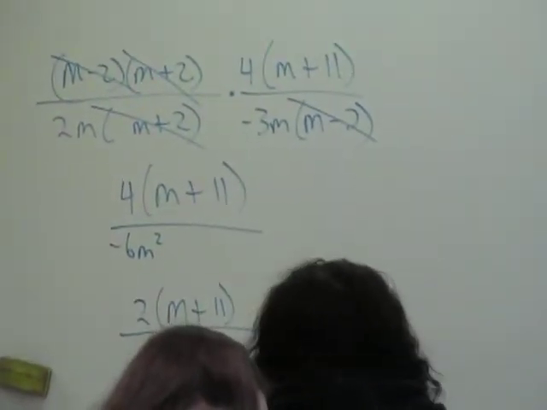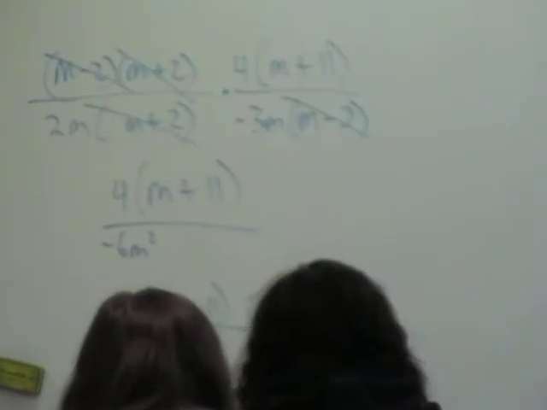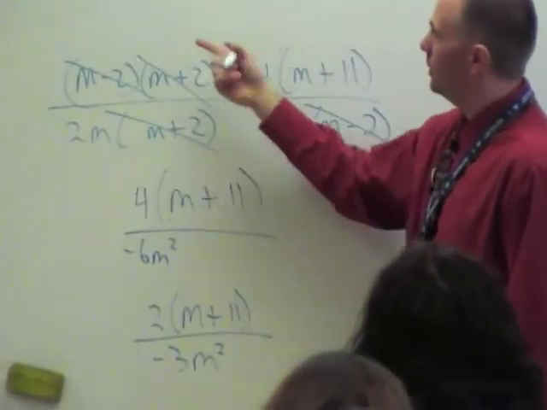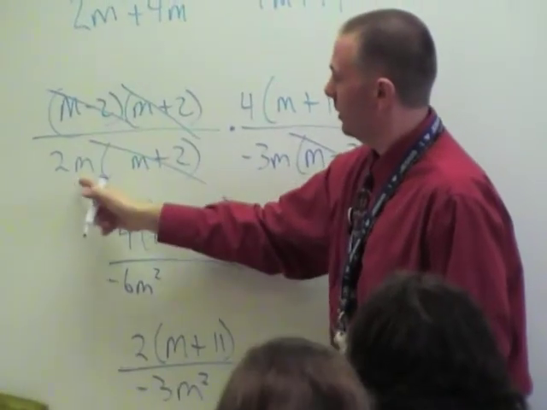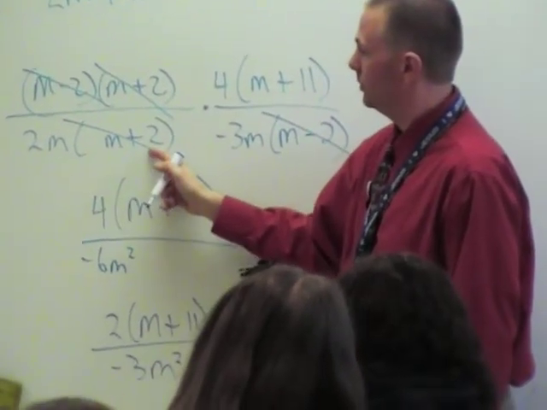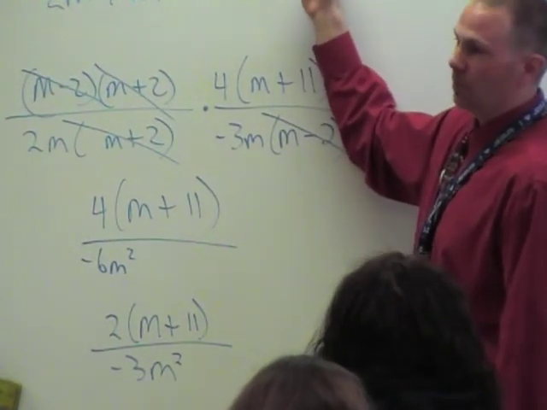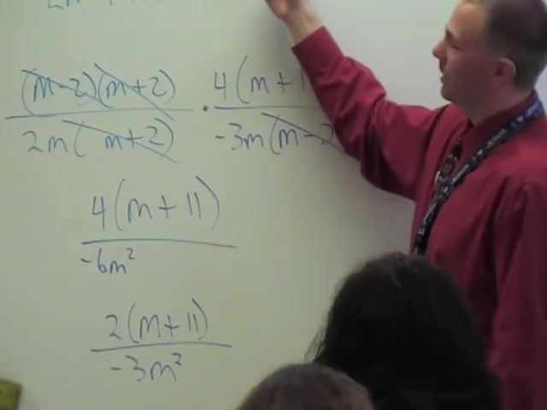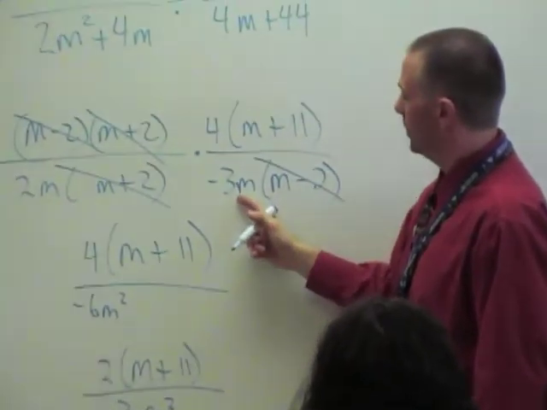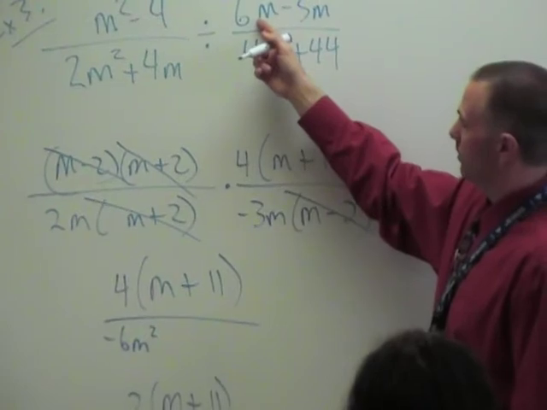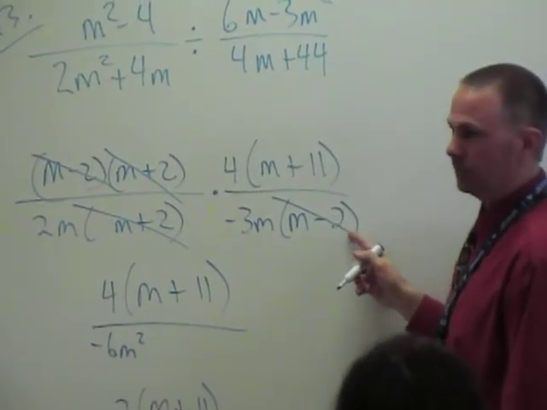Who got that right? Alright, let me walk through it. I took a 4 out of this part. First of all, this is the difference of two squares, m minus 2 times m plus 2. I factored out a 2m out of there and got m plus 2. I flipped this to the bottom, and I want my m squared first, so I factored out a negative 3m, which would make this a positive m, and that would become a minus 2.